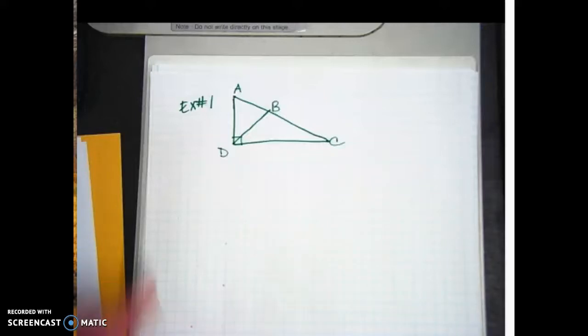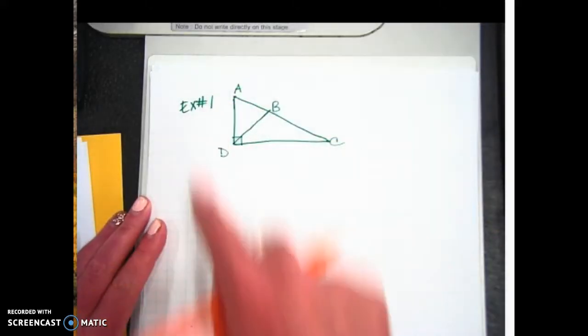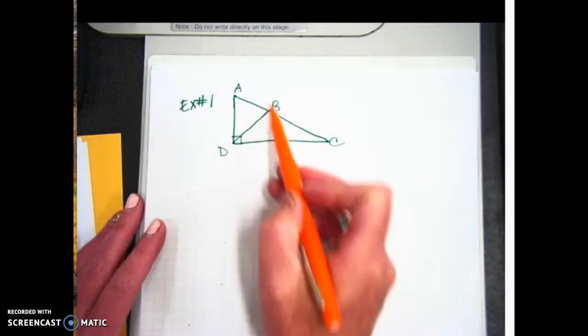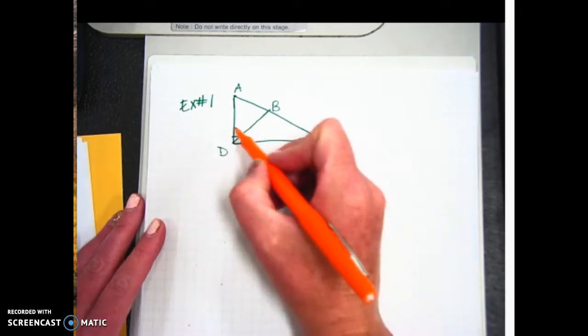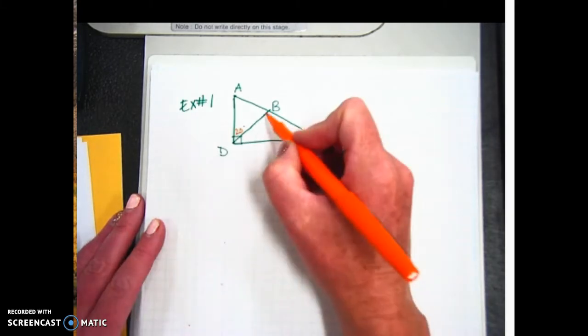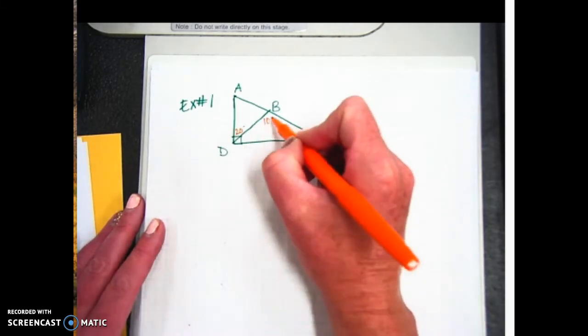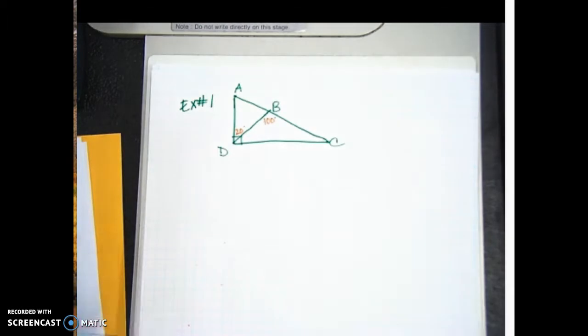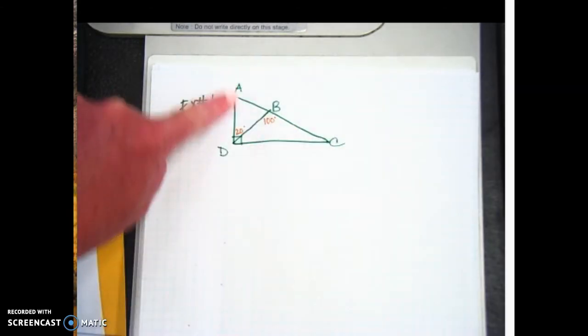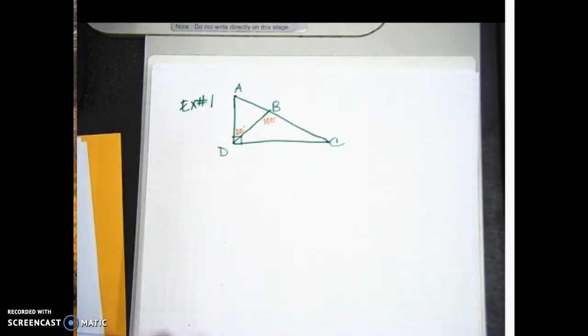So if we have this outside triangle, ACD, how many inside triangles do we have? 2. We have this smaller triangle here and this triangle here. So there's actually 3 triangles here. Does everybody see 3 triangles? Yeah. So there's the outside triangle, and then there's 2 smaller triangles inside.